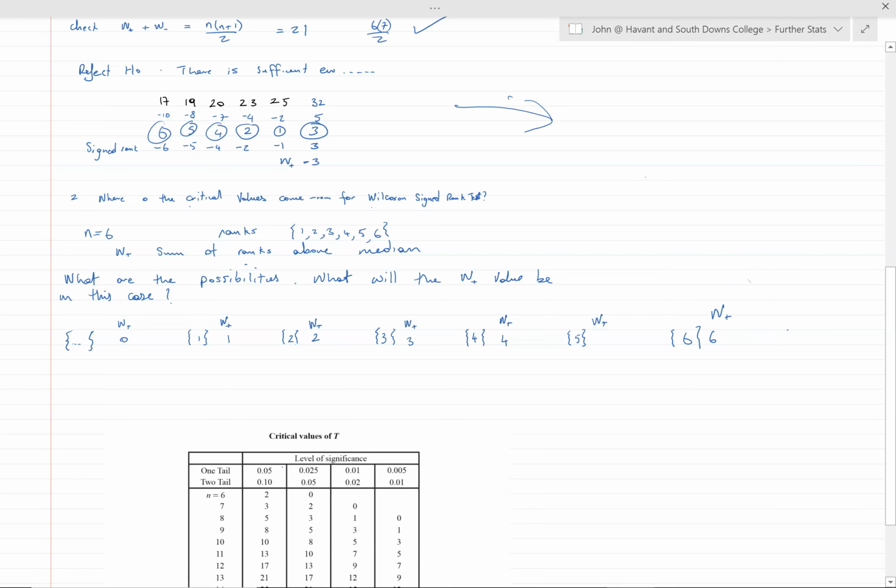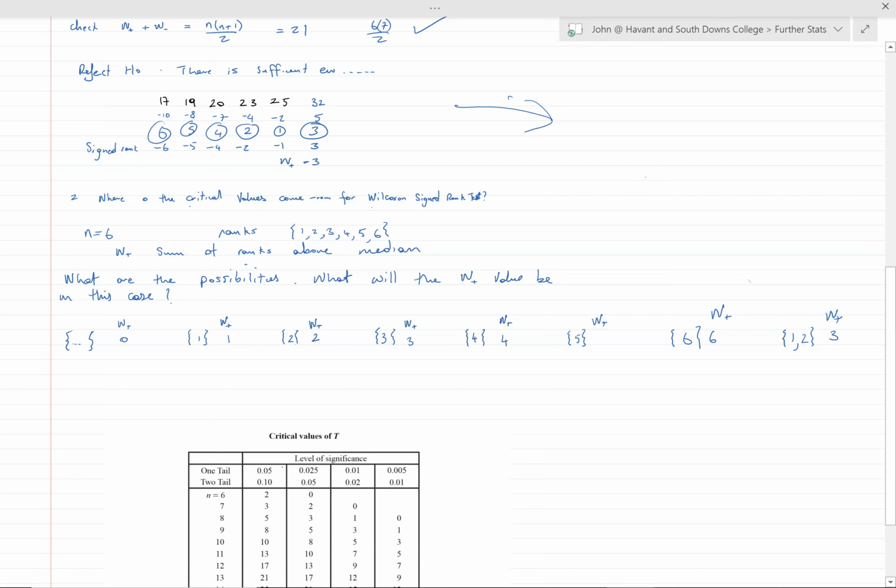Right, so now we can look at the cases where two numbers are above the median. We could have the two numbers above the median, but they're the two closest numbers. So that would give a W plus number of 3. Yes, there are two numbers above the median, but they're very close. They're the two closest numbers to the median.